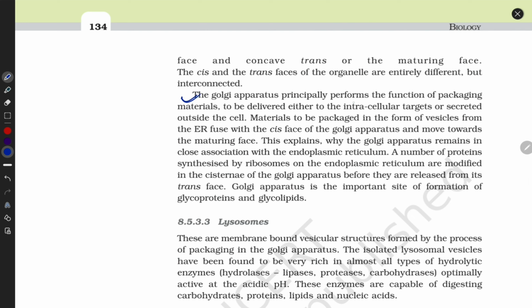The Golgi apparatus principally performs the function of packaging material. I told you, guys, protein sorting. That's it. This is the simple word and this is the scientific word. To be delivered, look here guys, either to the intracellular target or secreted outside the cell.